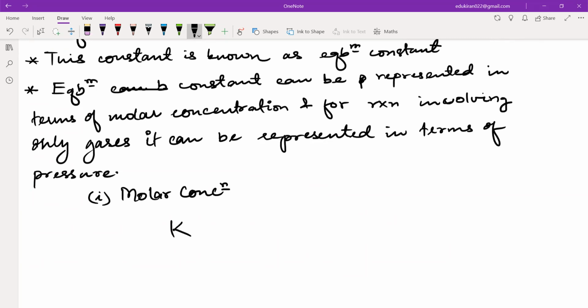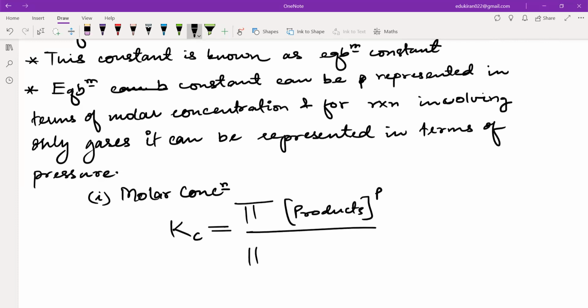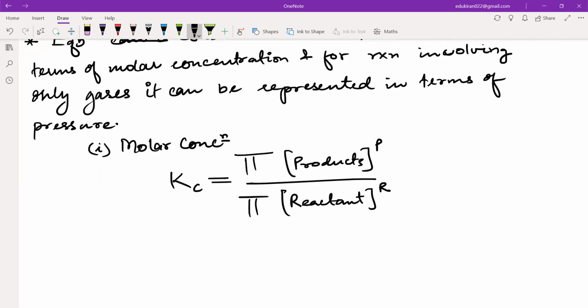then it is represented as Kc, which is equal to the product of the concentration of products raised to the stoichiometric coefficient divided by the product of the concentration of reactants raised to the power stoichiometric coefficient. What is this pi?